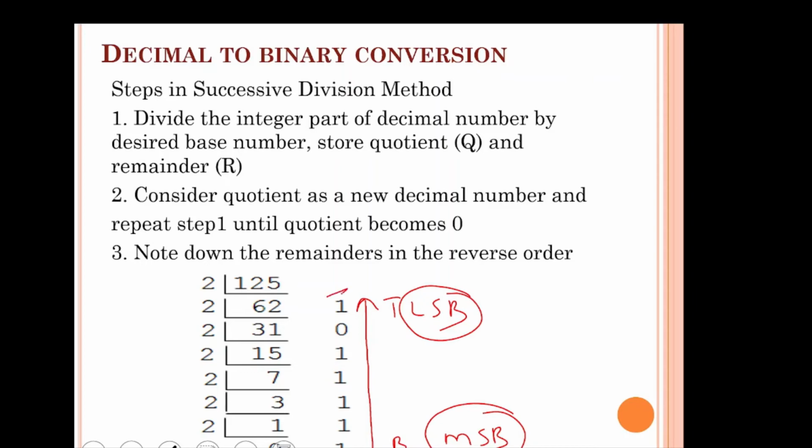This is going to be the least significant bit and this is going to be the most significant bit in the binary equivalent number. Now let me solve one example for you.